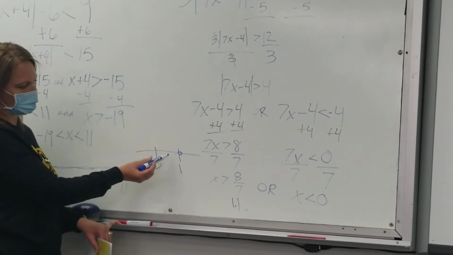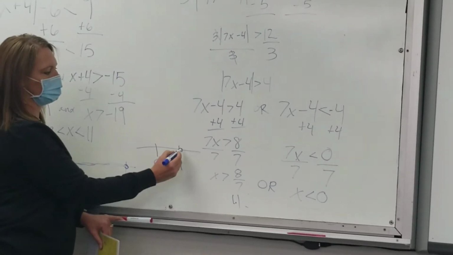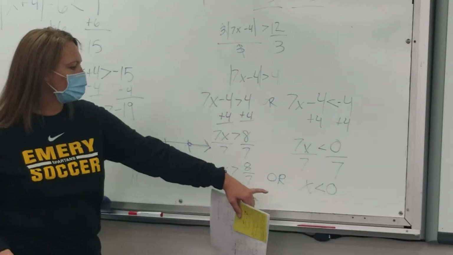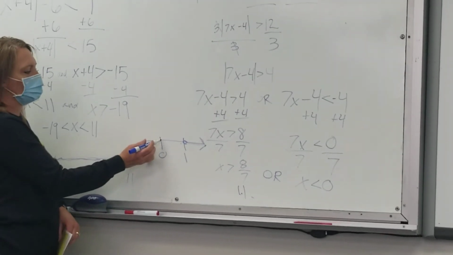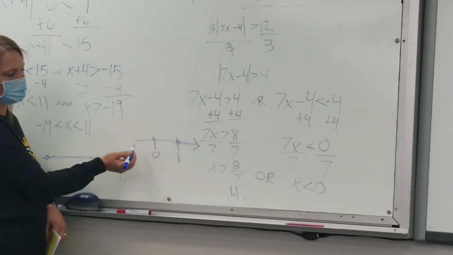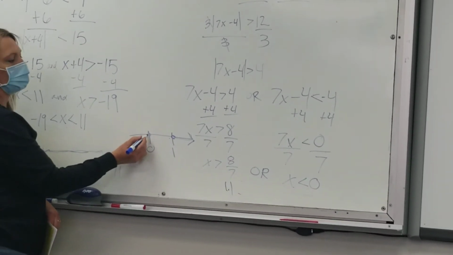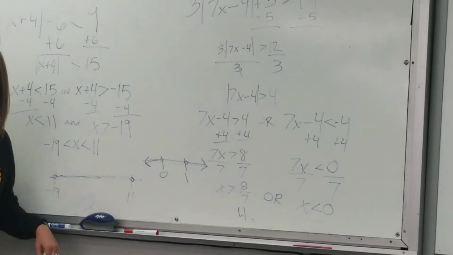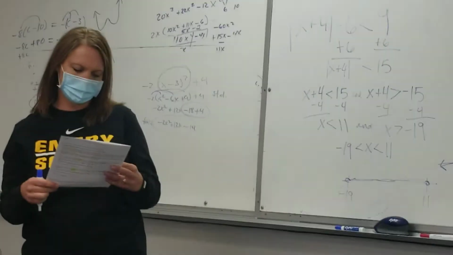And which direction is my line going to go? X is greater than, so we're going to the right. Okay, and then we have x is less than 0. So what am I doing over here? Tristan, open or closed circle? Open circle. And which way am I going? X is less than 0. You're going negative direction, which is to the left. Okay? Making sense?